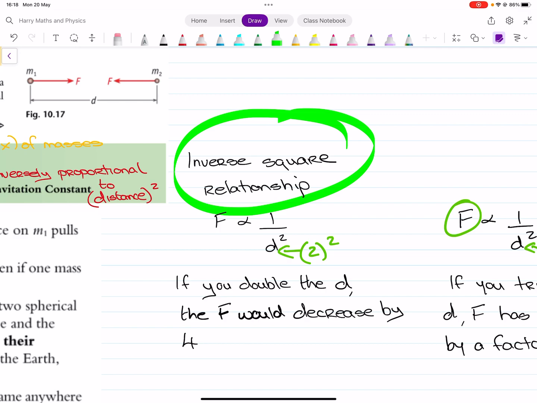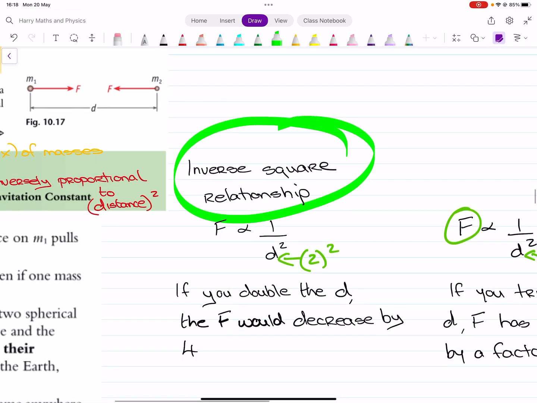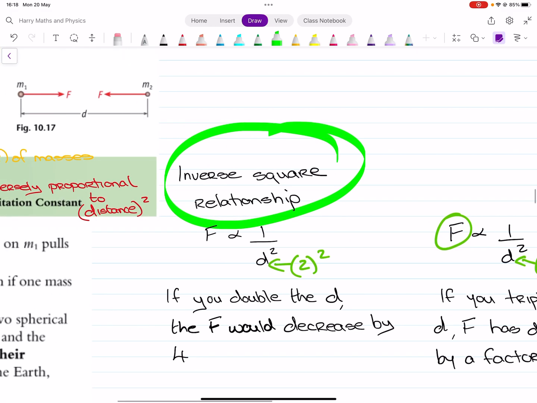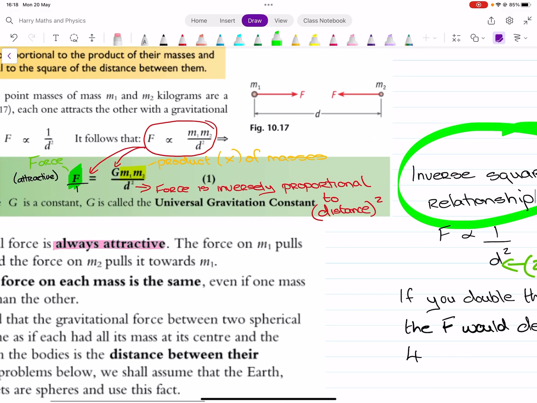So they are inversely proportional, which means as one goes up, the other goes down. And then because of the square, changing the distance has a really big effect on the force. So if you double the distance, the force goes down by 2 squared. If you triple the distance, the force goes down by 3 squared. If you quadruple the distance, the force will go down by 4 squared, and so on. Okay, and that is an inverse square relationship.